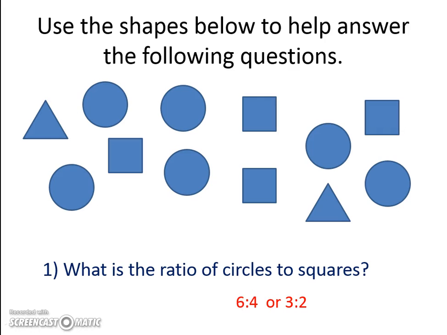But I can write this another way in simplest form by writing 3 to 2, because 6 divided by 2 is 3, and 4 divided by 2 is 2. And I know 3 to 2 is written in simplest form because the only common factor between 3 and 2 is 1.